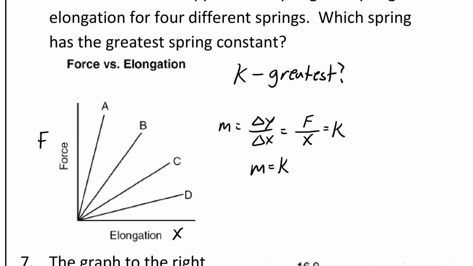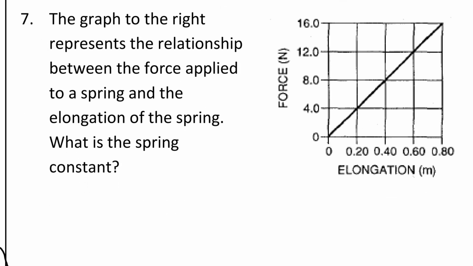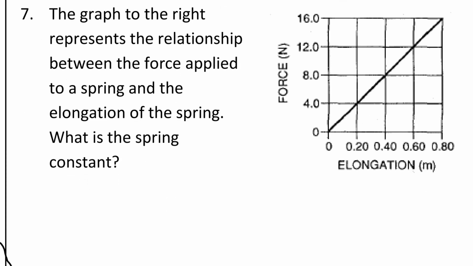You could think of it like this. I could go all this way by exerting a minimal force. But in order to go this far for A, I would have to exert, well, it's off the screen. You'd have to exert a lot of force because it's a super stiff spring, and that's kind of what this graph represents.